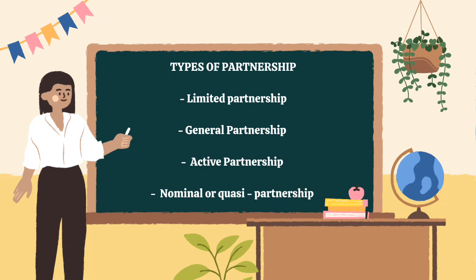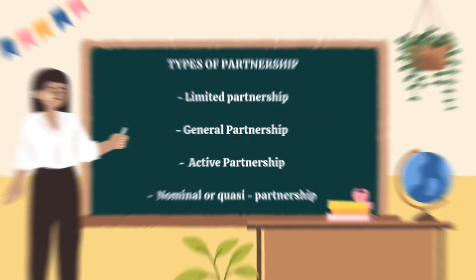Last but not the least on the types of partners is the nominal or quasi partner. A nominal partner contributes only his name to the formation of the business. He neither contributes capital nor takes part in the management of the firm. A nominal partner may be a distinguished personality within the society, as his name must surely increase the reputation and the possibility of goodwill of the partnership business.